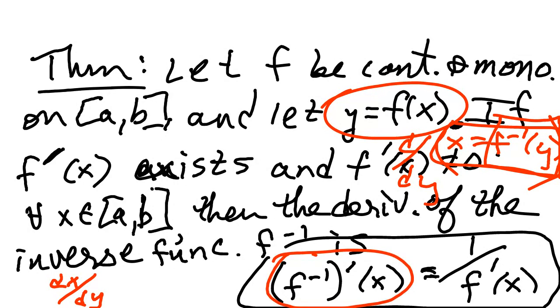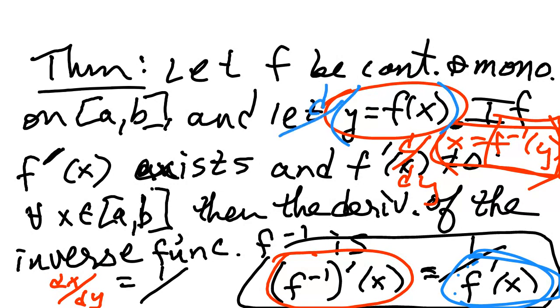And what's that going to equal? This is going to equal 1 over, what's f prime at x in general? What's f prime at x? If y equals f of x, what's f prime? How can I rewrite f prime at x? Take the derivative of both sides with respect to what variable? With respect to x, right? Because f is a function of x. So this is 1 over dy dx.